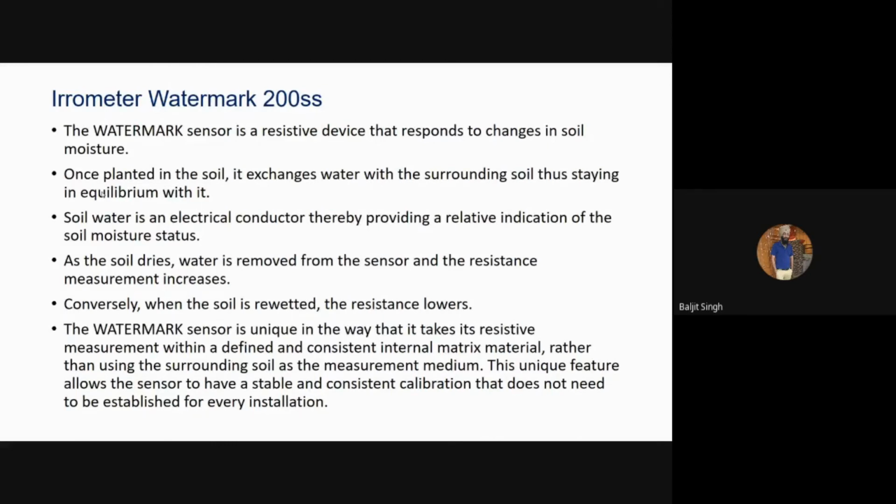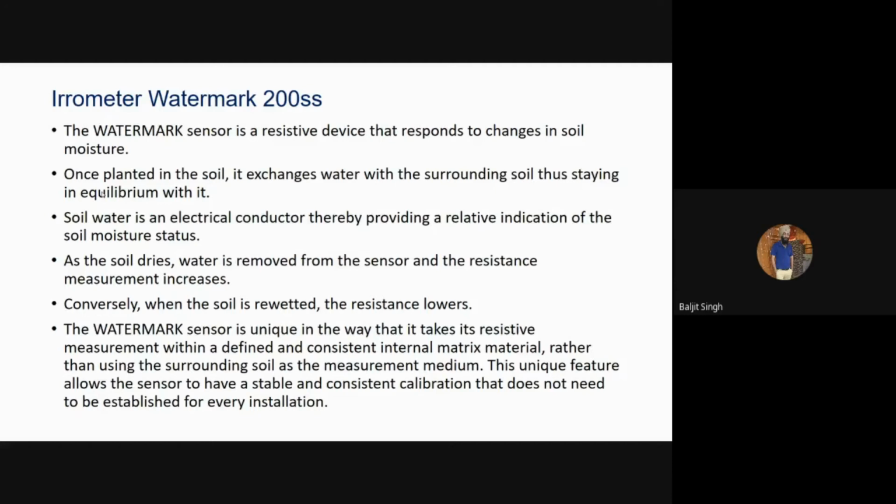Soil water is an electrical conductor, thereby providing a relative indication of the soil moisture status. As the soil dries, water is removed from the sensor and the resistance measurement increases. Conversely, when the soil is rewetted, the resistance lowers. The watermark sensor is unique in that it takes its resistive measurement within a defined and consistent internal matrix material rather than using the surrounding soil as the measurement medium. So the sensor is actually not touching the soil.